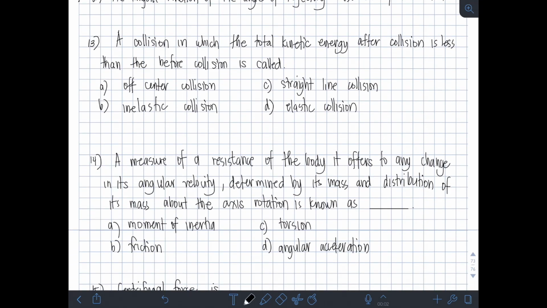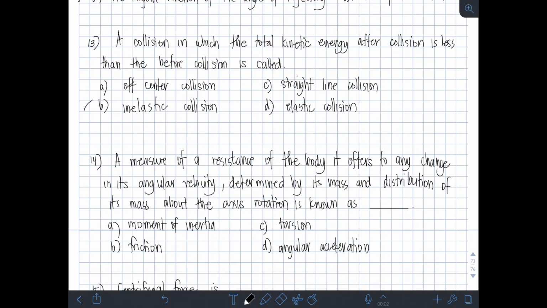13. A collision in which the total kinetic energy after collision is less than the before collision is called A. Off-center collision, B. Inelastic collision, C. Straight-line collision, D. Elastic collision. The correct answer is letter B. Inelastic collision.